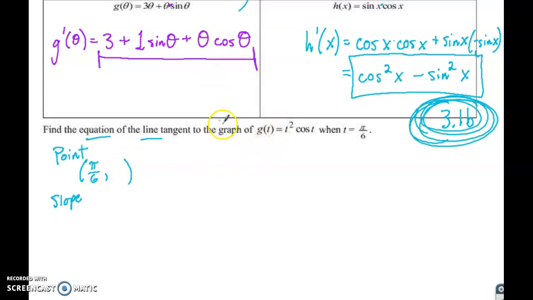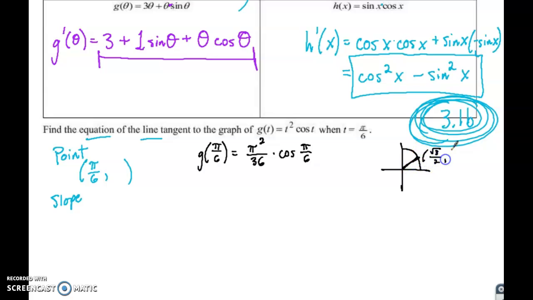So before doing any work, and I'll change colors to do this, make sure you figure out what g of pi over 6 is, which is pi over 6 squared, just square each piece, times cosine of pi over 6. Well, that seems kind of ugly, but we can figure that out because on the unit circle, pi over 6 is the ordered pair root 3 over 2, 1/2. We'll probably need that in a second anyway. So cosine is the x-coordinate, so root 3 over 2. Oh my goodness, this is an ugly value. But that's okay, we'll still get it.